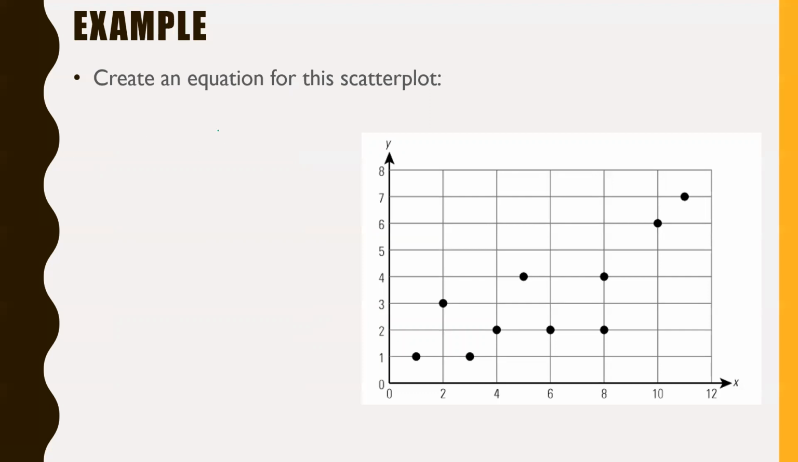Create an equation for this scatter plot. Now this is kind of tricky because an equation must be in the form y equals mx plus b. We need to get a good line of best fit going here. Now, I'm going to be honest, questions like this are really up to your own perspective. When I talk about drawing a line of best fit, there is no perfectly right or perfectly wrong answer.